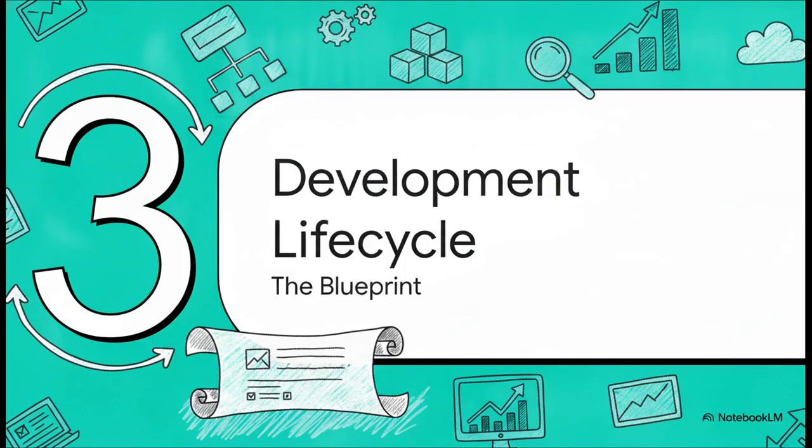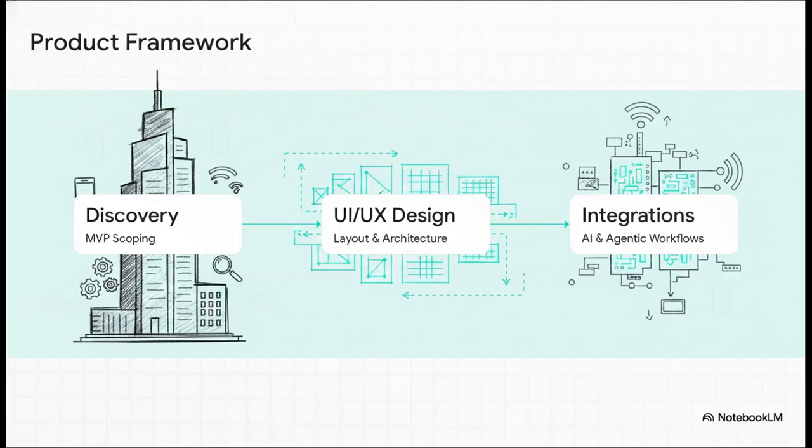All right, Section 3, the development lifecycle. This is our blueprint. Think of this comprehensive product framework a lot like framing a massive skyscraper. Step 1 is discovery and MVP scoping, basically setting the foundation. Step 2 is laying out the UI/UX design and architecture. And then, once that structure is totally sound, Step 3 brings in those advanced integrations. Each phase builds logically and structurally right on top of the last to ensure your final product absolutely excels under pressure.